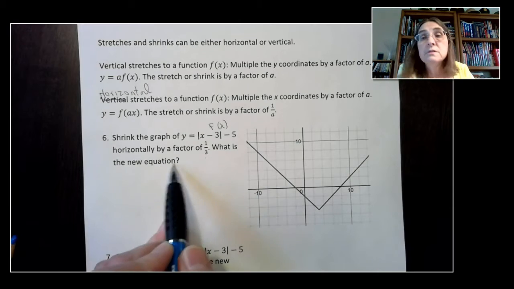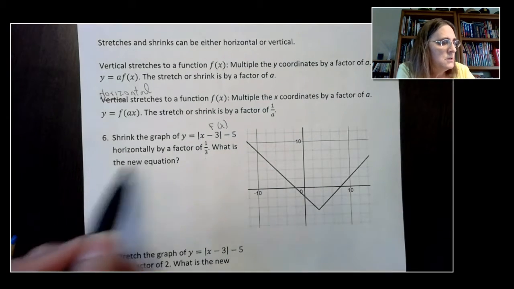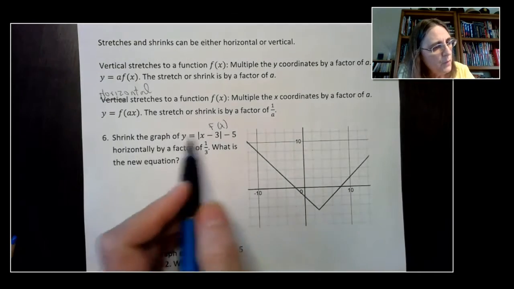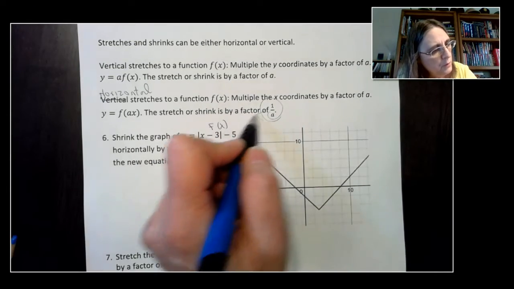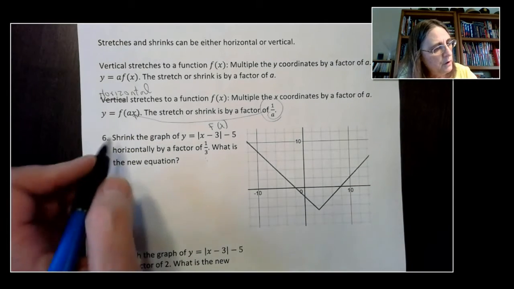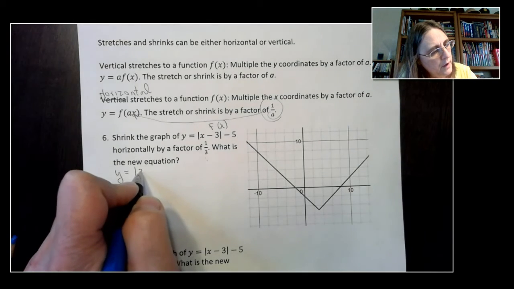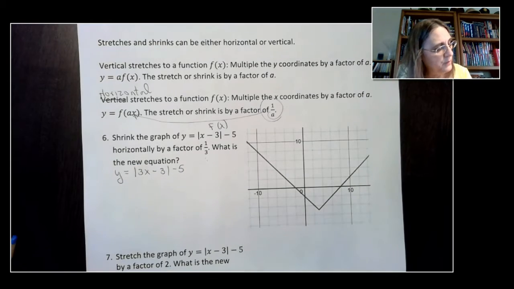We want to know what is the new equation. So that means we need to replace x with 3x. Remember, if the shrink factor is 1 over a, then we're multiplying the x by a. So our new equation has to be y equals absolute value 3x minus 3 minus 5.